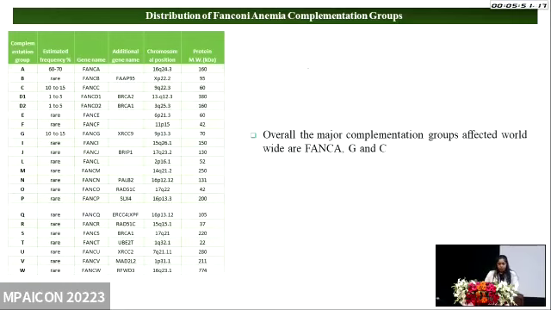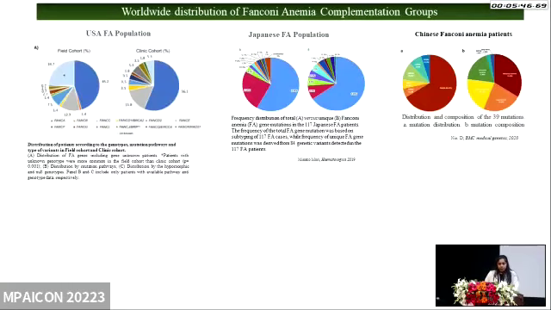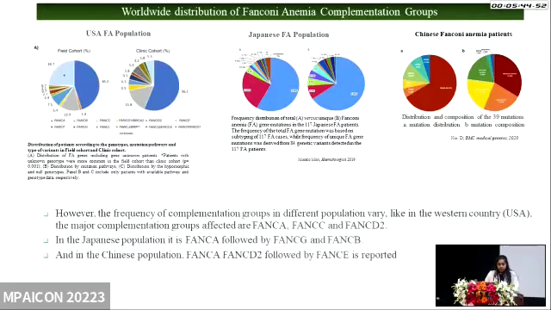The major complementation groups affected worldwide are FANC A, G, and C, but it varies depending upon the population. Like in the US, the major complementation groups are A, C, and D2, while in the Japanese population it is A, G, and B, and in the Chinese it is A, D2, and E.